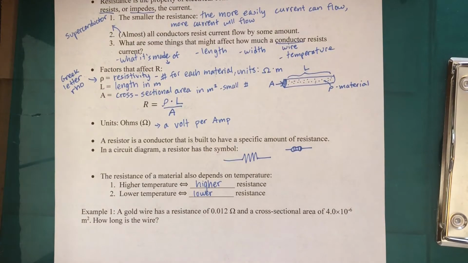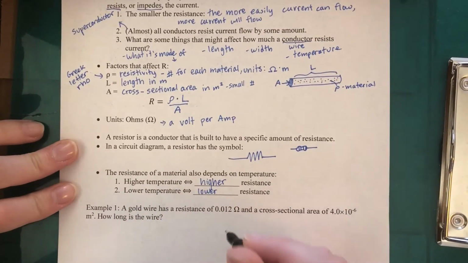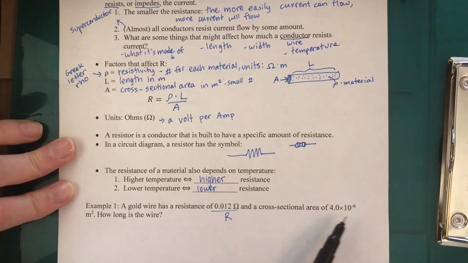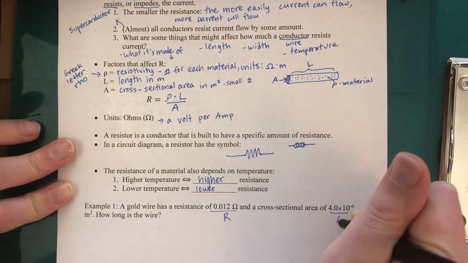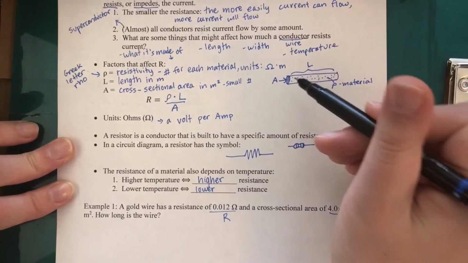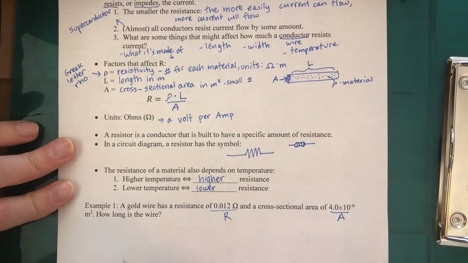Okay, so I pulled up my reference table. A gold wire has a resistance of 0.012 ohms. This is going to be R. And a cross-sectional area of 4.0 times 10 to the negative 6 square meters. This is A. Like I said, A tends to be small numbers because a square meter is a lot of area, and we're talking about the area of the tiny little circle on the end of the wire. We're looking for L.